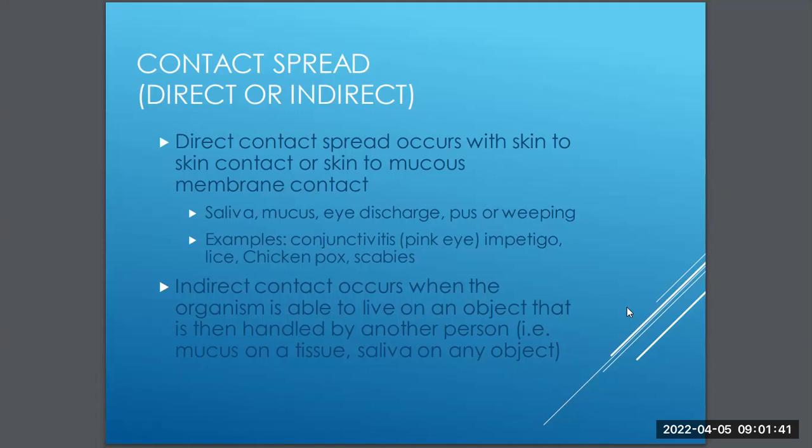Under examples, conjunctivitis refers to pink eye, and impetigo is a contagious bacterial skin infection. They're kind of similar. Indirect contact occurs when the organism is able to live on an object that is then handled by another person, such as mucus on a tissue or saliva on any object.